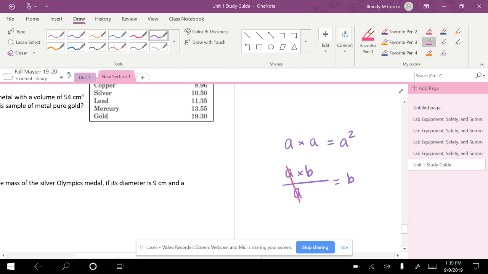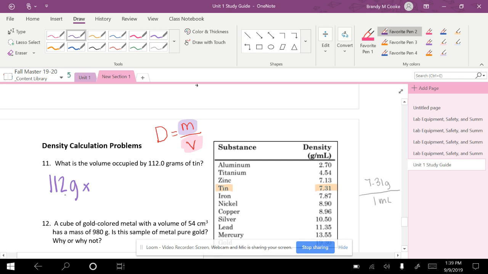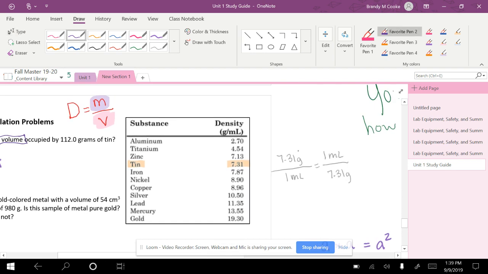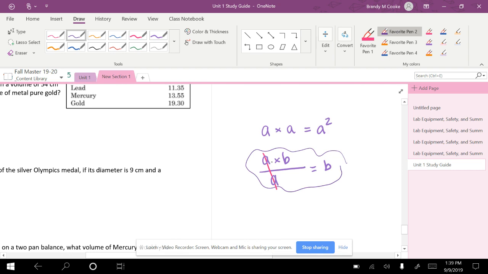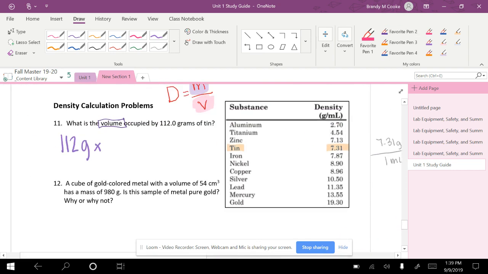So this second concept right here, this is what we want to focus on, because right now I have grams, but I do not want grams. I want volume, which is going to be milliliters. So I'm going to use this conversion factor to do this algebra magic right here and get rid of the units I don't want and end with the units that I do want.